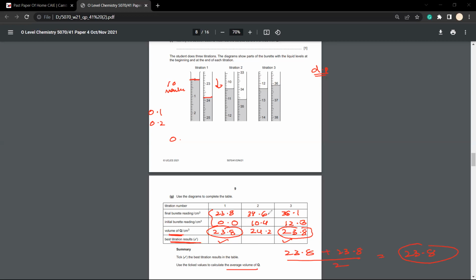So what we have to do is we have to exclude the value which is not a बेस्ट टाइट्रेशन रिजल्ट। तो जो आपकी बेस्ट टाइट्रेशन रिजल्ट्स हैं उनको, जिनको हमने टिक किया उनका हम एवरेज निकालेंगे और आपका 23.8 एवरेज निकालने का आंसर है. आई होप आई एम क्लियर.